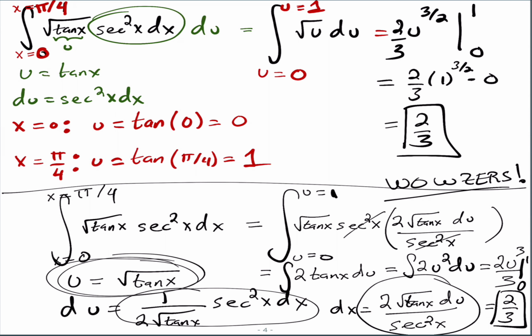Yeah. So we don't have to worry about the square root because we can find the antiderivative of u squared, right? Is that the whole idea? That we don't have to worry about the square root? Yes. Okay. You're right.